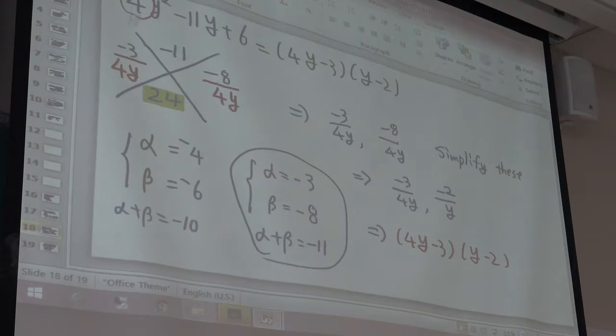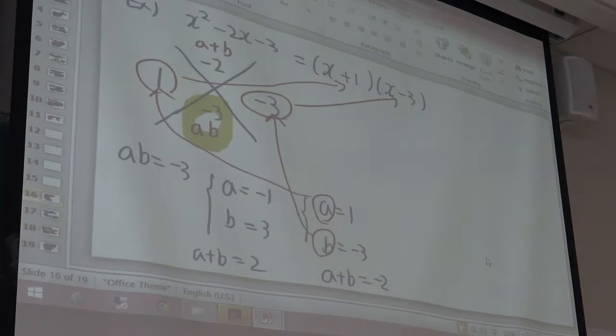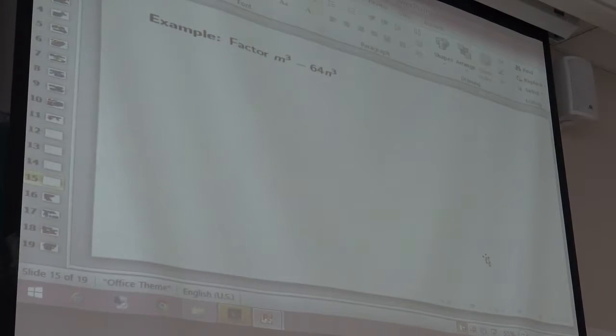Then we divide by 4y. The 4 is this number 4, and y is that y. Divided by 4y, we get negative 3 over 4y and negative 8 over 4y, which simplifies to negative 3 over 4y and negative 2 over y. From the first term, we get 4y minus 3. From the second term, we get y minus 2. There are many ways, but this is one way. Anyway, you have to find your own way, or you can follow my way.